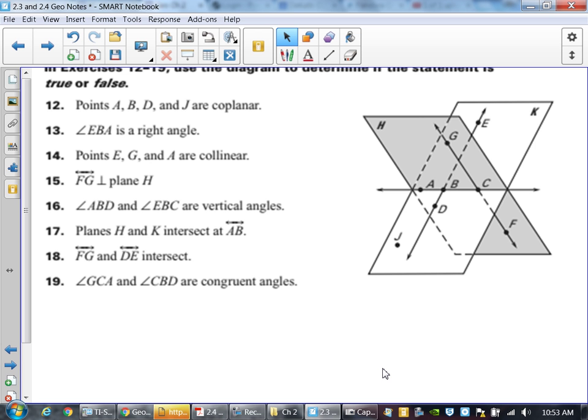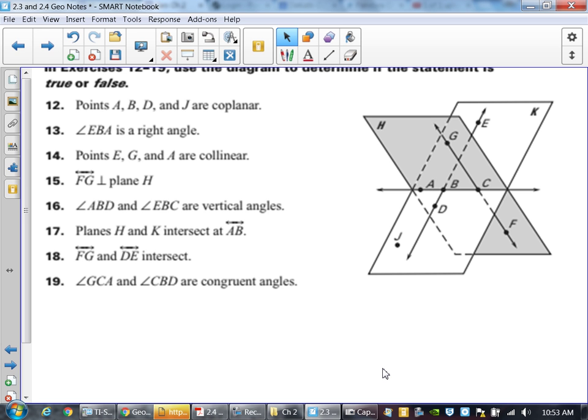It says angle GCA and angle CBD are congruent. That's false because they're in different planes. I mean, it's possible they could measure the same, but we don't have anything that says that they are. If they had tick marks, even if they're in different planes, could they be congruent? Yep. Yeah, because a 47-degree angle is a 47-degree angle. Even if they're in different planes, it's still going to measure 47 degrees. Okay, but that's what we look at.